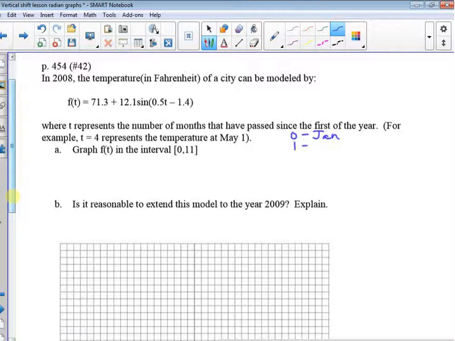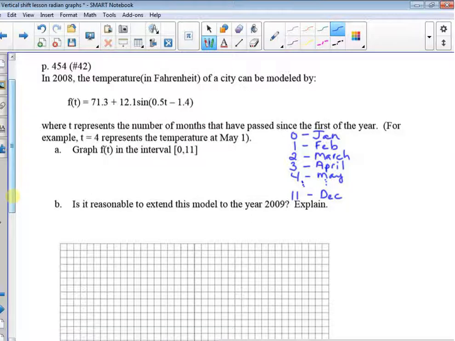And at 1 month, we are talking about February's temperatures. And at 2 months, we're talking about March. 3 months, we are talking about April. And 4 months, we are talking about May. And then all the way down to 11 months, we would be talking about December. Okay, so that's how we're going to do this.